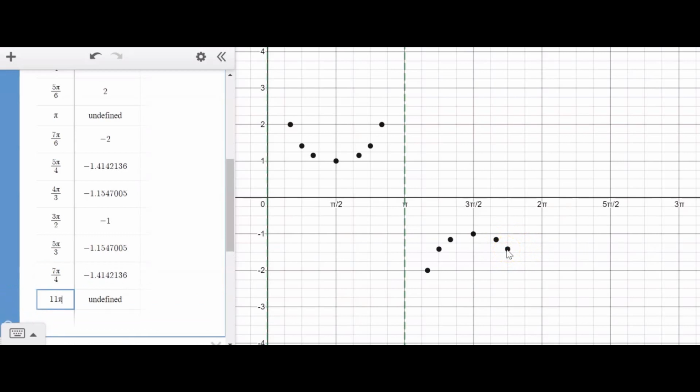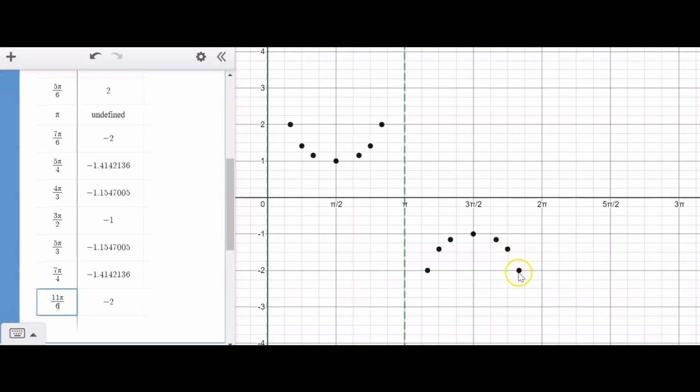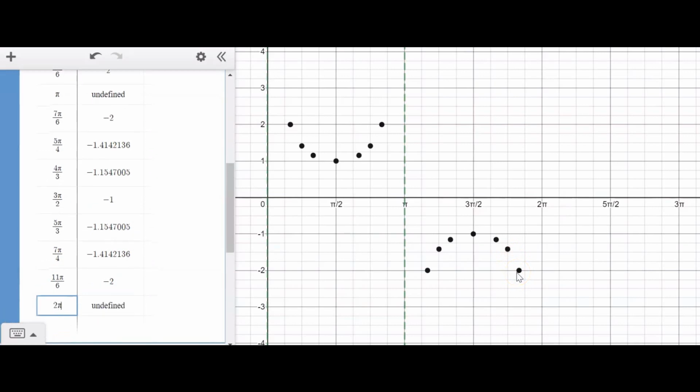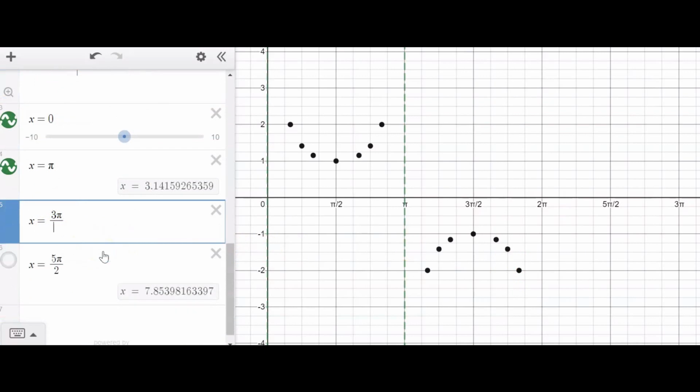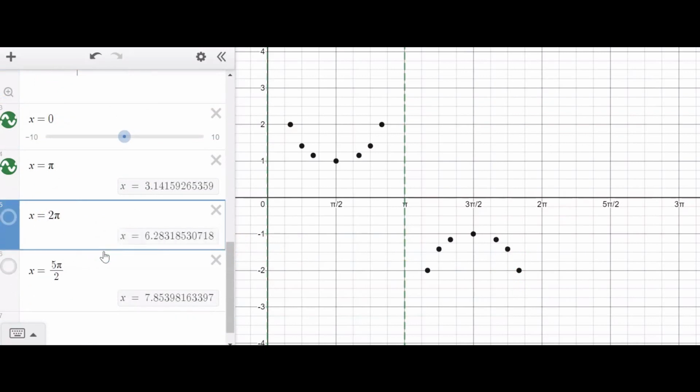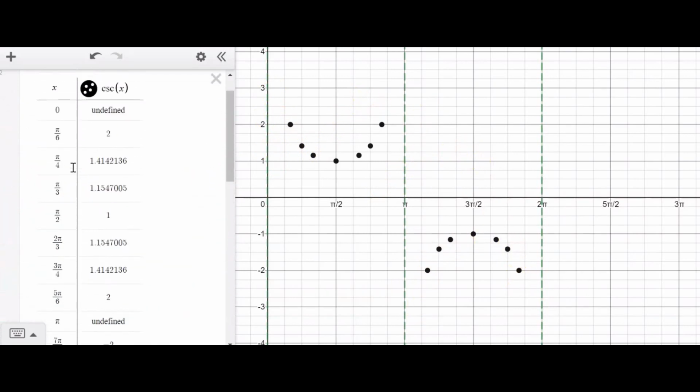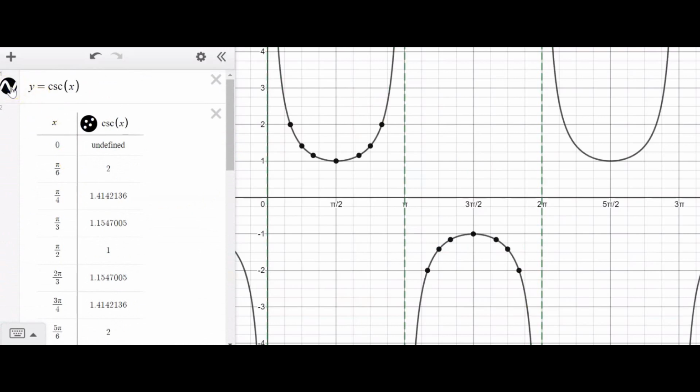And then 11 pi over 6 gives us -2 again. And then we know that at 2 pi there will be a vertical asymptote. Okay? Just go ahead and put that in at 2 pi. And here is our pattern for cosecant. Okay? So let's go ahead and fill in the graph. Boom. And there we go.